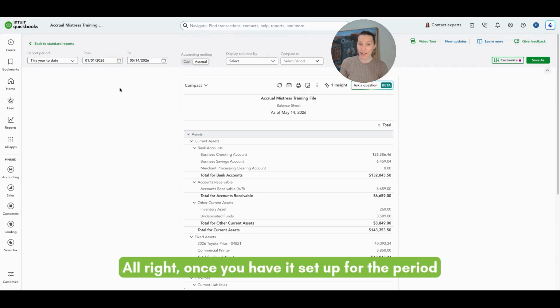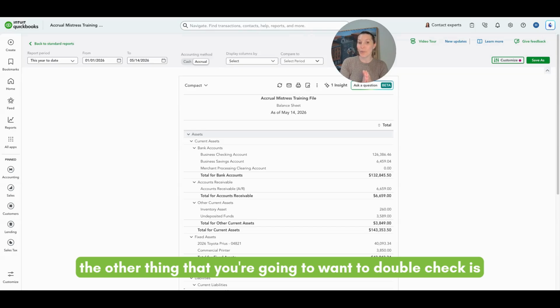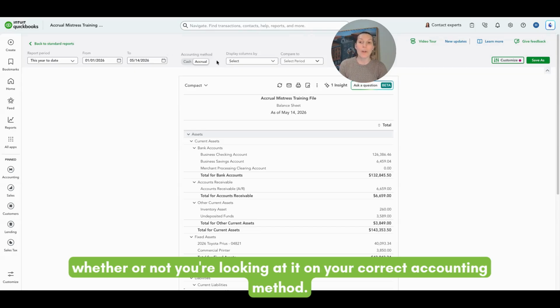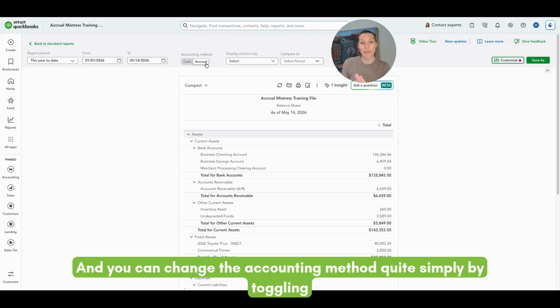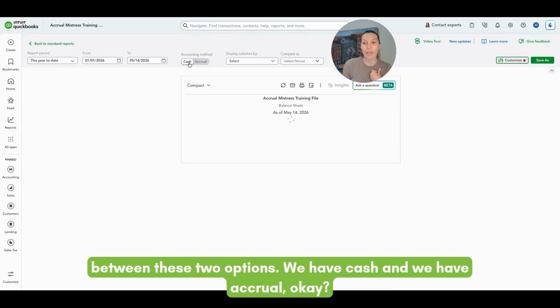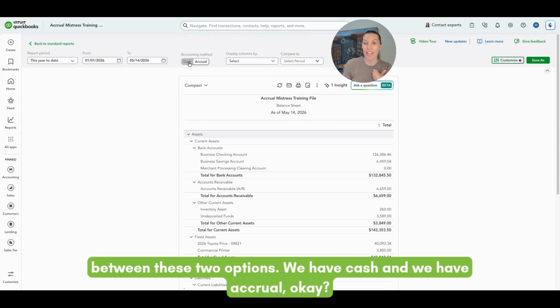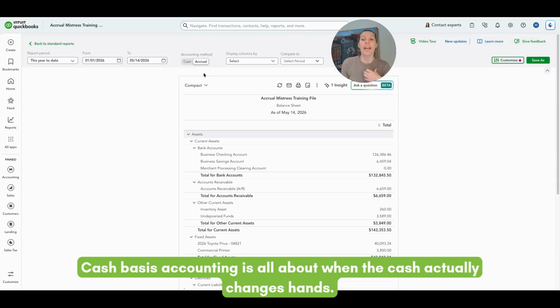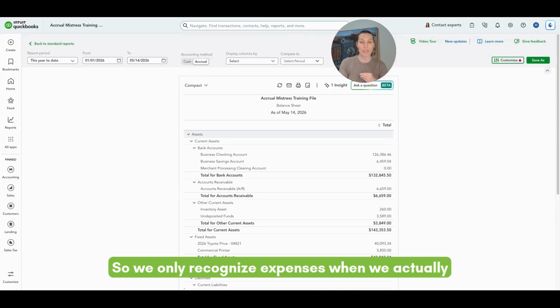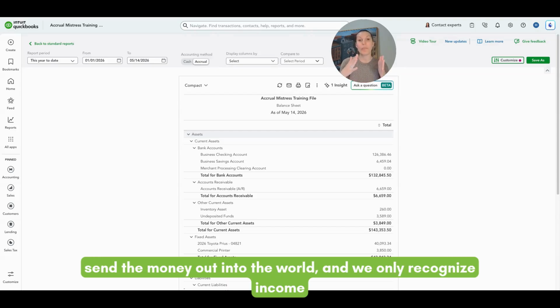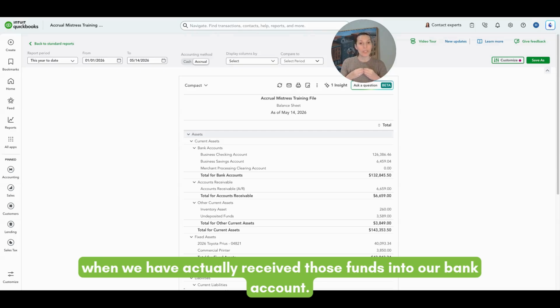All right, once you have it set up for the period that you would like to see, the other thing that you're going to want to double check is whether or not you're looking at it on your correct accounting method. And you can change the accounting method quite simply by toggling between these two options. We have cash and we have accrual, okay? Cash basis accounting is all about when the cash actually changes hands. So we only recognize expenses when we actually send the money out into the world, and we only recognize income when we have actually received those funds into our bank account.